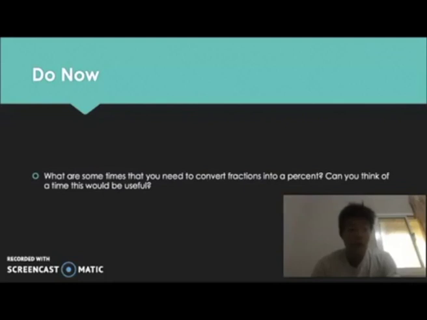So, in the do now, can you think of some times when you need to convert from fractions into a percent, or maybe from decimals into a percent? Can you think of a time where that would be useful? I'm going to give you a couple of seconds to think about that, and we will get back to the problem.